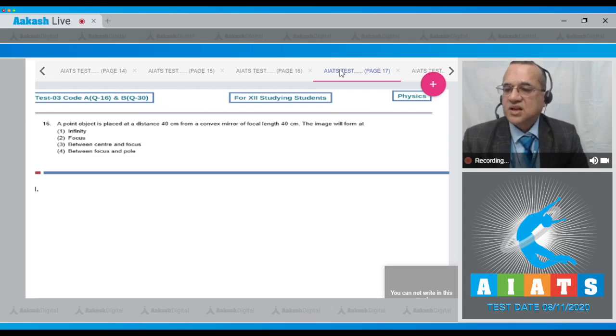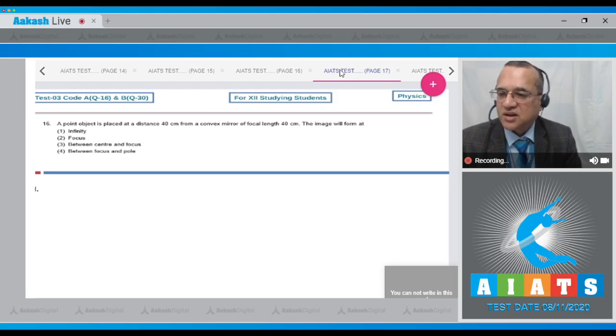Question number 16: a point object is placed at a distance of 40 centimeter from a convex mirror of focal length 40 centimeter. The image will form at: 1, infinity; 2, the focus; 3, between center and focus; 4, between focus and the pole. It is a convex mirror, and we draw it like this. This is your convex mirror.